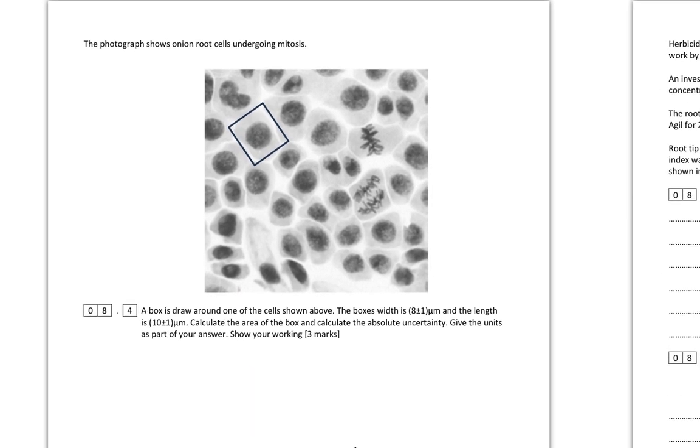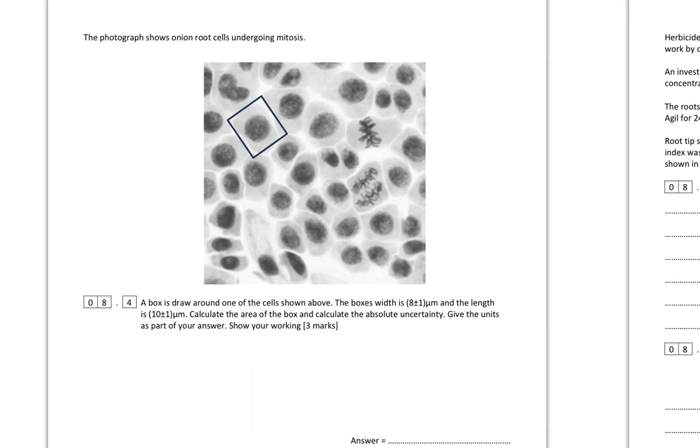Right, hard one. Bit of maths again. A box is drawn around one of the cells shown above. The box width is 8 plus or minus 1 micrometer, and the length is 10 plus or minus 1 micrometer. Calculate the area of the box and calculate the absolute uncertainty.